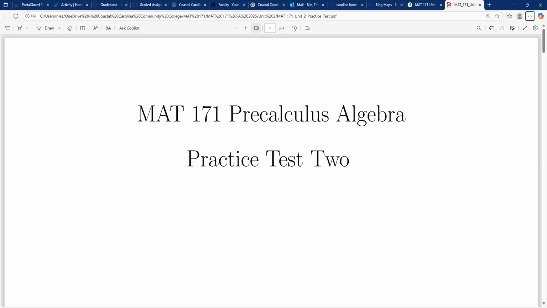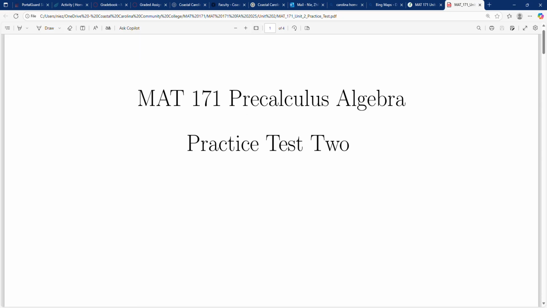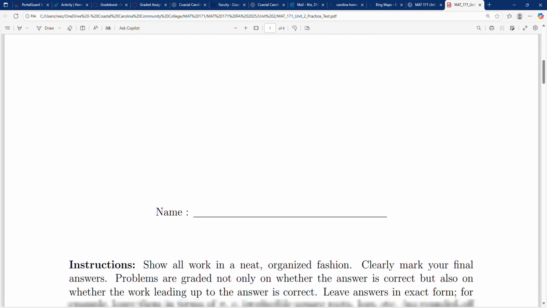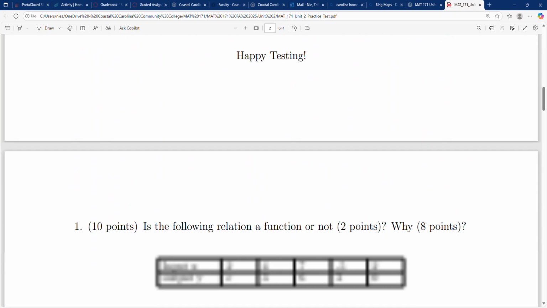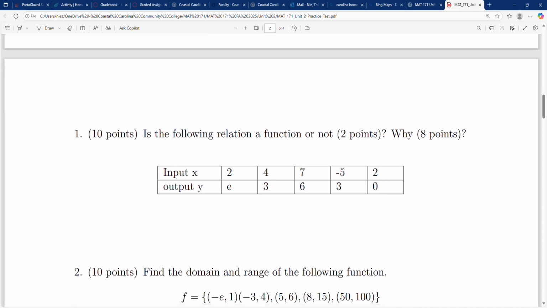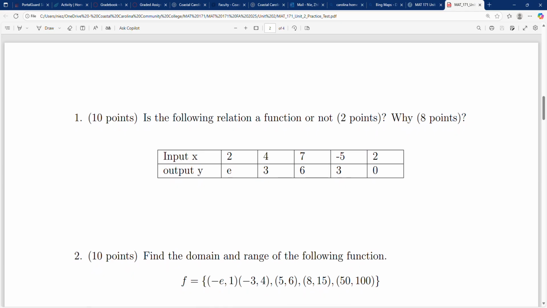Okay, in this video we're gonna go through practice test 2. Let's see the first question. Is the following relation a function or not?